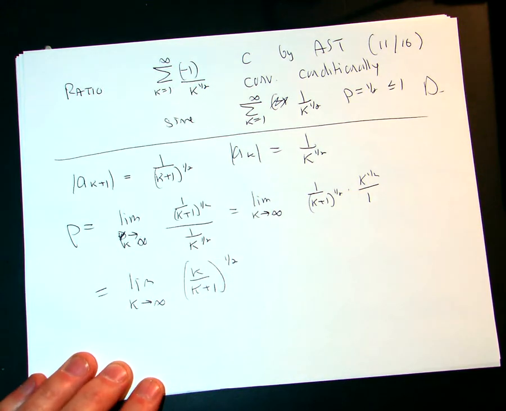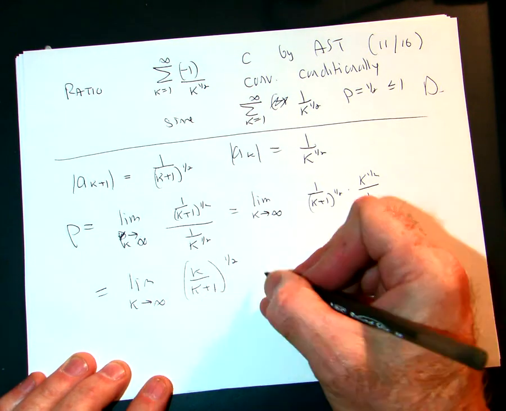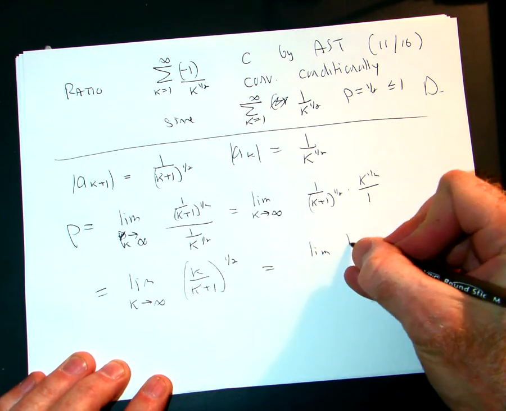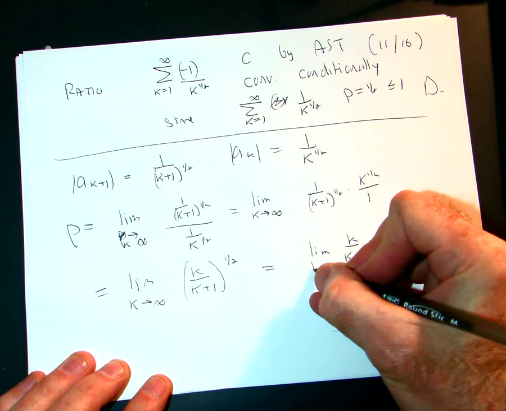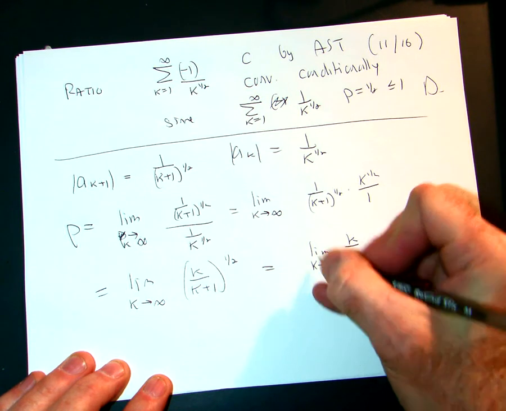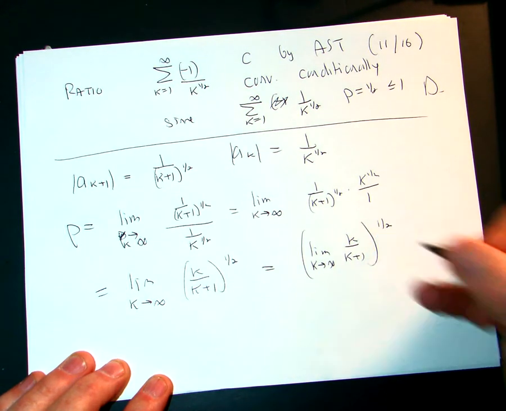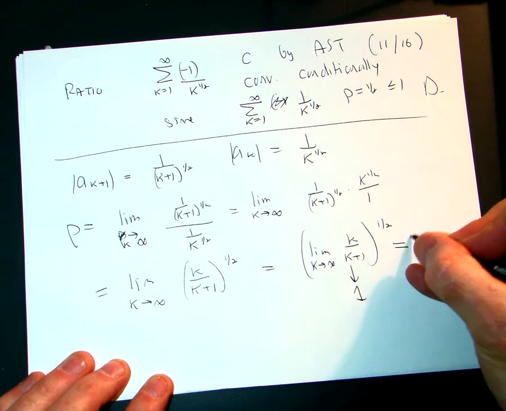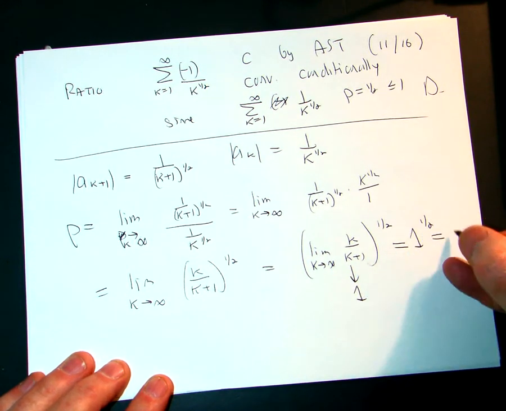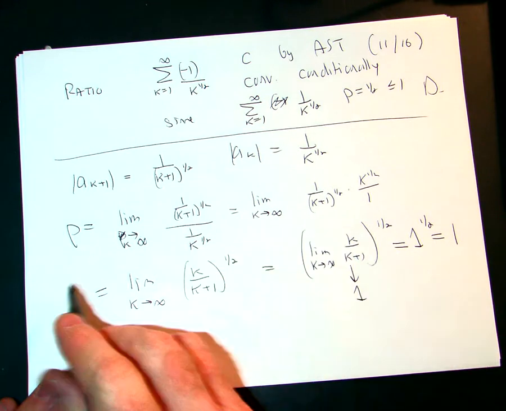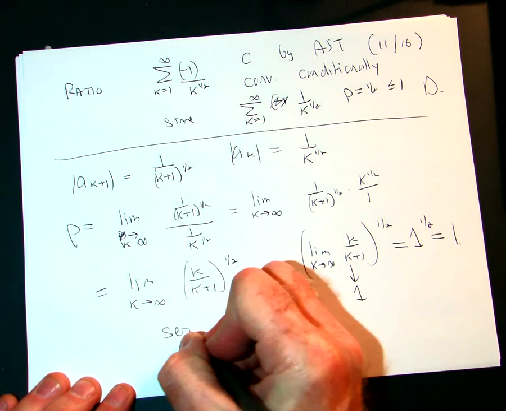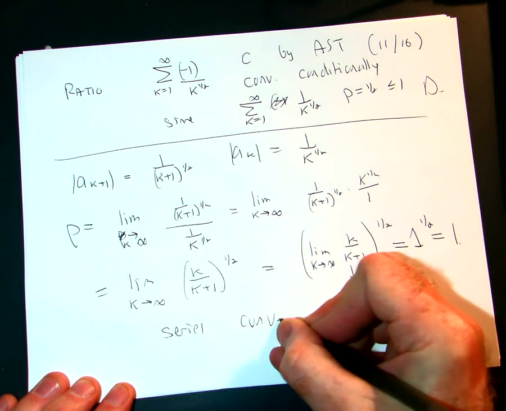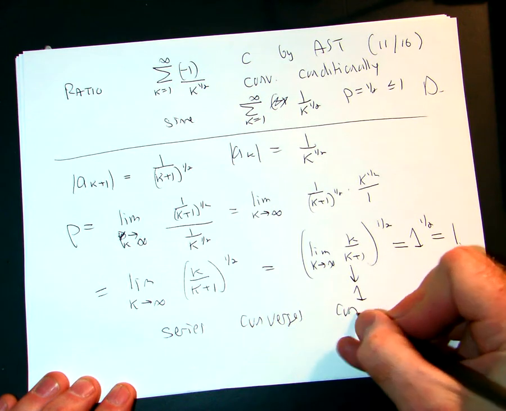Now, what this is equal to inside is really going to be this limit. That 1/2 has nothing to do with the limit, so I can put it outside. The limit here is 1, so I get 1 to the 1/2, and I get 1. So what happens here is I get rho equal to 1, and the series converges conditionally.